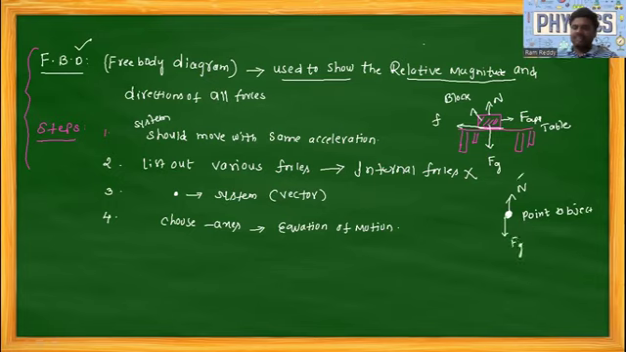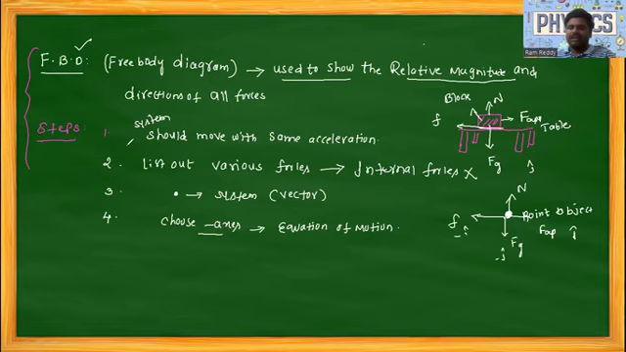That is for the axes. Here, choose the axes: this will be the J cap direction. And here, the frictional force and applied force will be along the I cap direction. Here minus I cap, here minus J cap. Those are only the four steps.